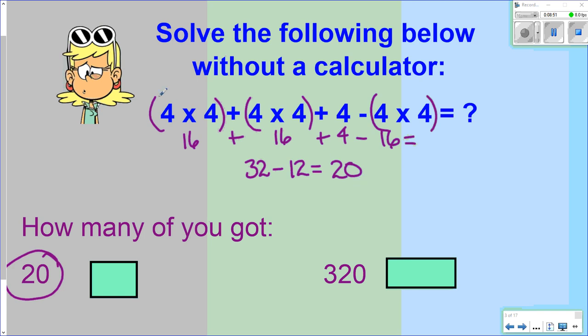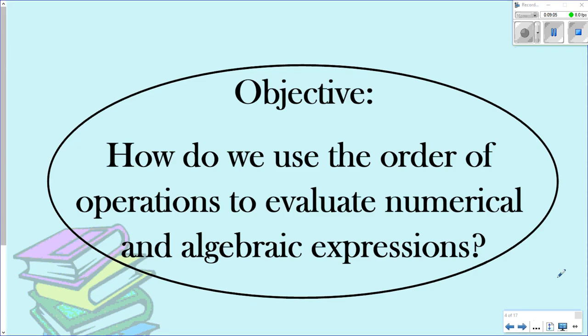If you were to do this number first, multiply this, and add whatever you got to 4, and then multiply, then you would end up with this answer, but it's not correct. So this leads us to our lesson, which is order of operations. And the objective is, how do we use order of operations to evaluate numerical and algebraic expressions?